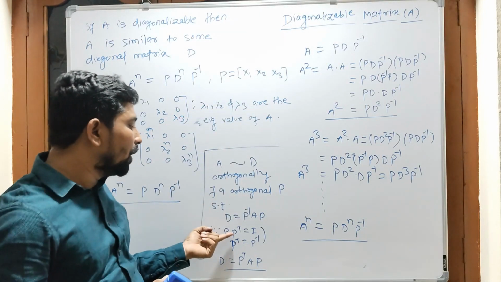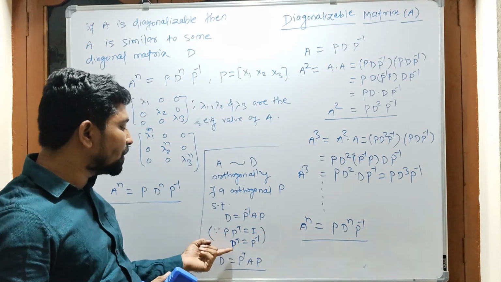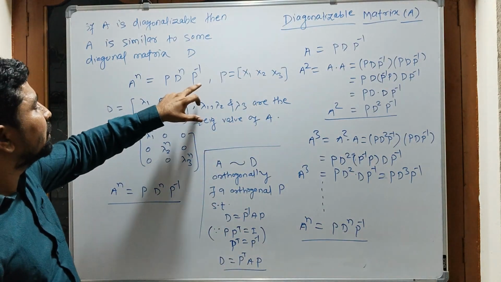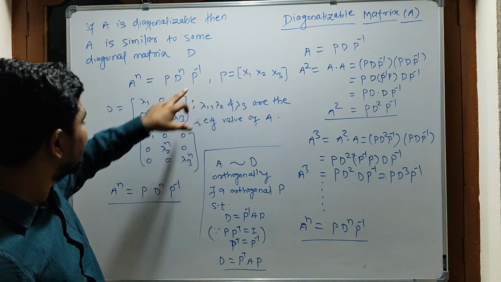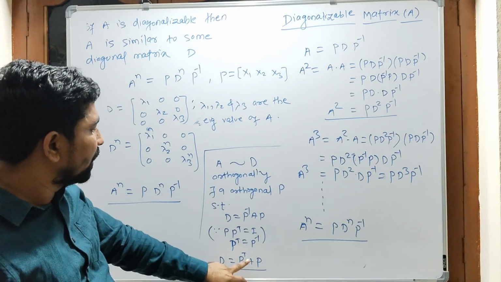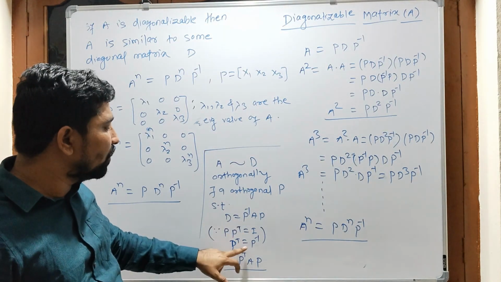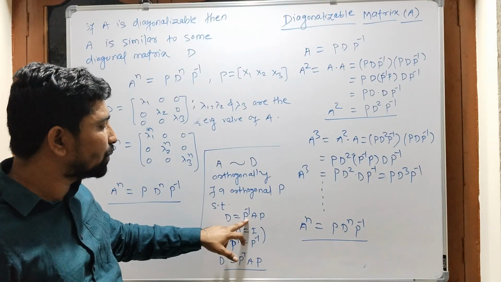What is meant by orthogonal? P times P transpose is equal to I, so P transpose is equal to P inverse. Instead of finding this P inverse, just take the transpose of P. Why? Because P inverse is the same as P transpose. Just take the transpose of this.